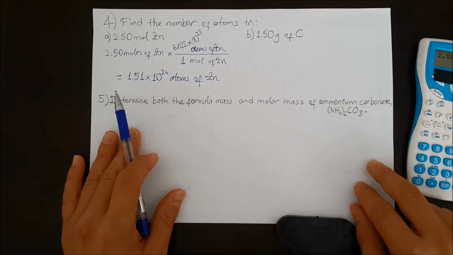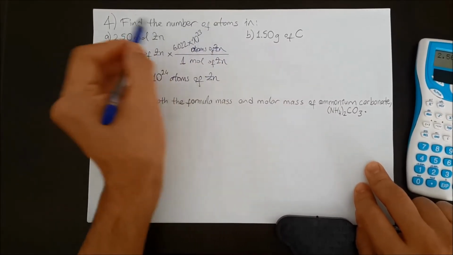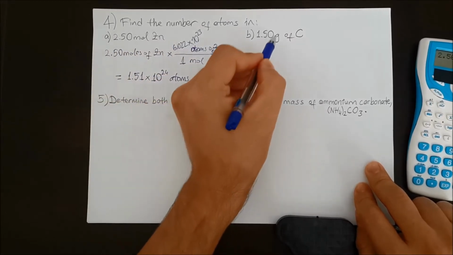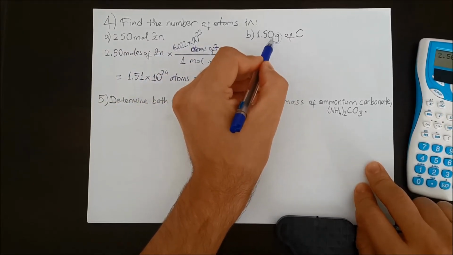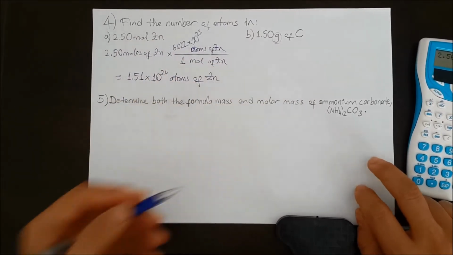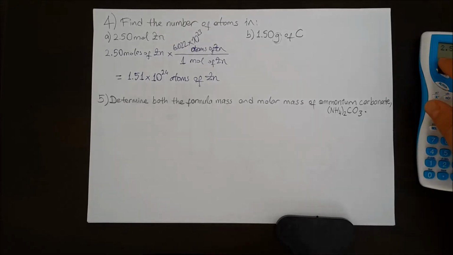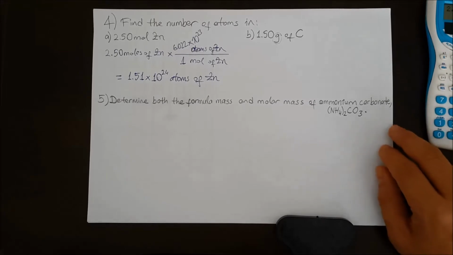And here in question B, I'm going to convert 1.50 grams of carbon into number of atoms. So here I'm going to establish the relationship between mass of carbon and number of atoms of carbon. 1 mole of carbon includes 6.022 times 10 to the power 23 carbon atoms, and when this number of carbon atoms are together, they make 12.01 grams. This mass is called the molar mass. It can be found in the periodic table.